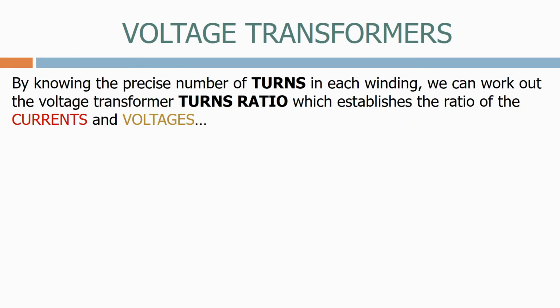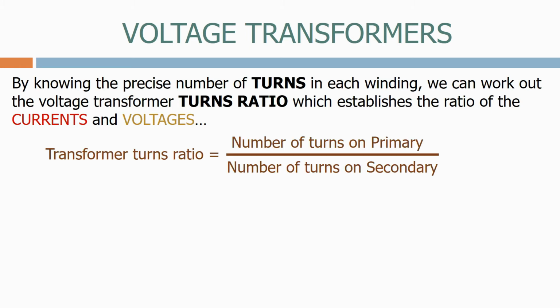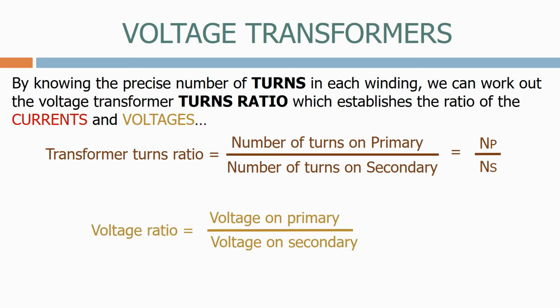By knowing the precise number of turns in each winding, we can work out the voltage transformer turns ratio, which establishes the ratio of the currents and voltages. The voltage transformer turns ratio equals the number of turns on the primary divided by the number of turns on the secondary, equals NP divided by NS. The voltage ratio equals the voltage on the primary divided by the voltage on the secondary, equals Vp divided by Vs.